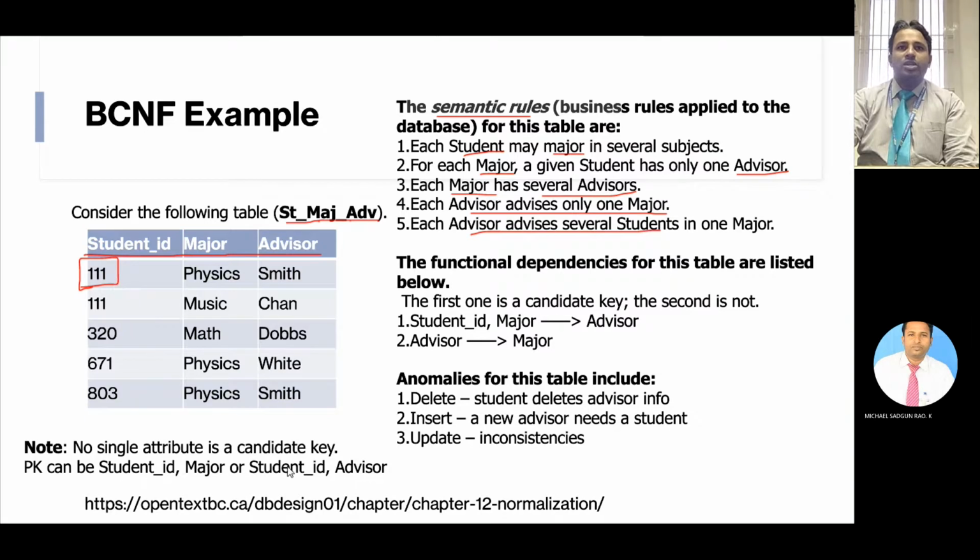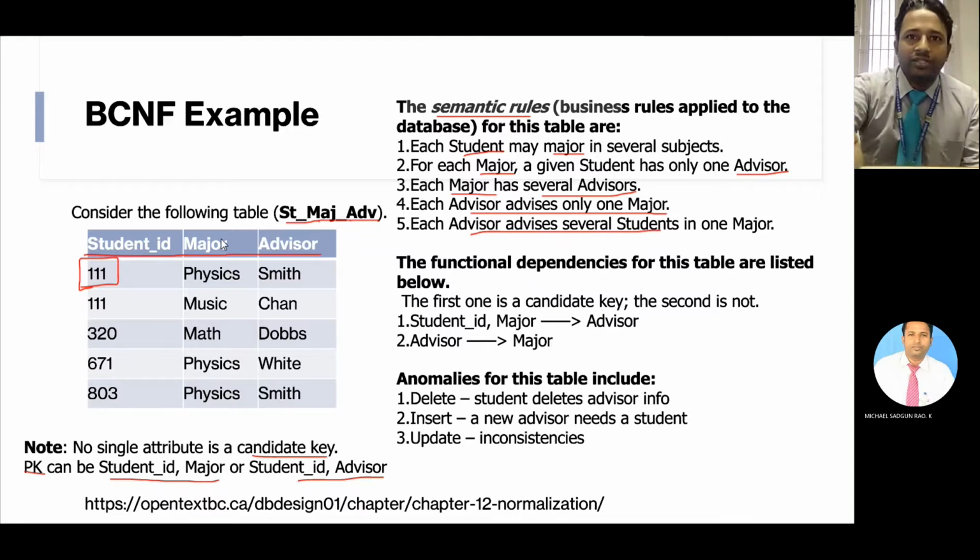For suppose, student ID with major can be used as a candidate key or primary key, or student ID combined with advisor can be used as a primary key, but not a single one. So this particular student is under this advisor, or this particular student is taking care of this subject. Like that it is.